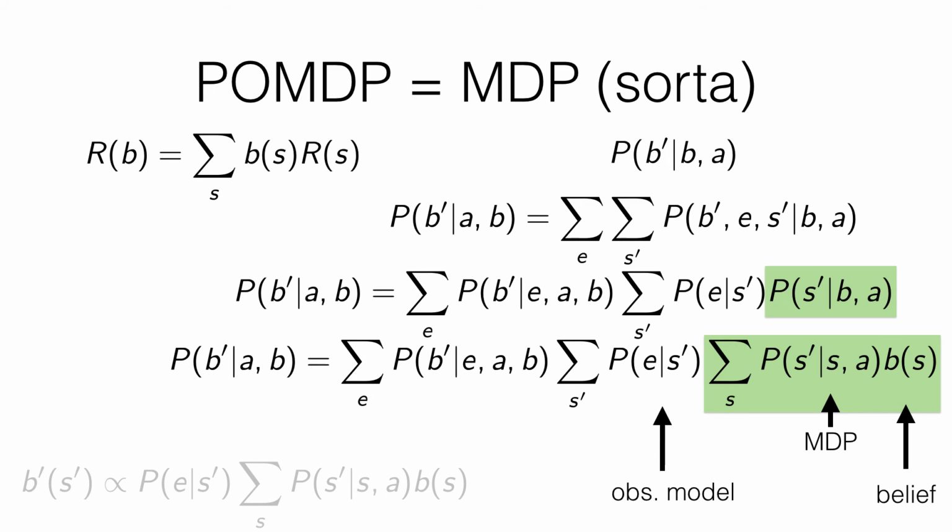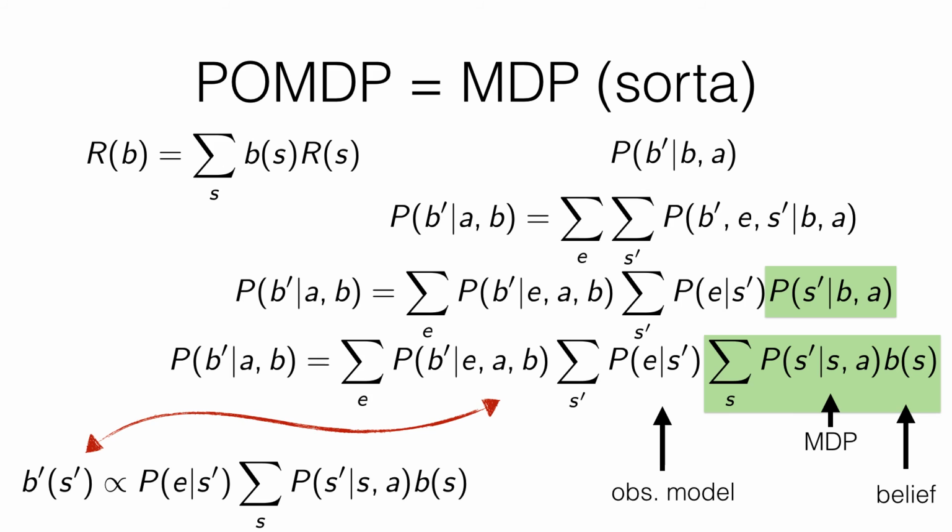So now what about this weird P of B prime given E, A, B expression? This one's a little bit weird, but it turns out that this is actually just a deterministic function. It's not really a probability distribution. It's just an indicator function that checks whether B prime is equal to the update equation that I hid in the corner, right? That we talked about in the previous slide. And when we update B prime to that value, we're going to have to multiply it by the rest of the equation.